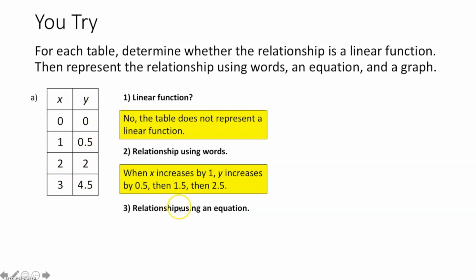Next, our relationship using an equation. This is where it gets tough, okay? This is where it takes practice. You have to do a bunch of these in order to be able to see this pattern. So what I do, I always check if it's nonlinear. Let's try squaring it. If I were to square this, what's 1 squared?